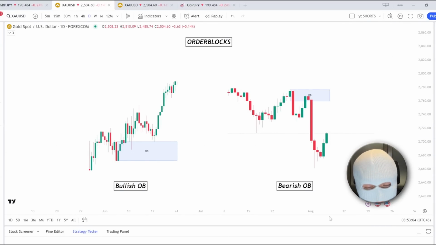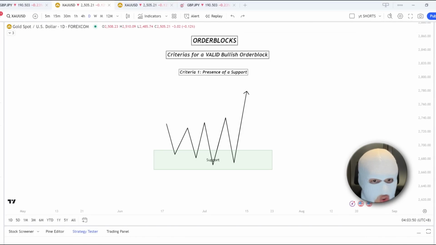So, if we know institutions are buying in bearish candles and selling in bullish candles, then those specific bearish and bullish candles will be your bullish and bearish order blocks, respectively, as seen over here. Now, of course, not every single bullish and bearish candle is an order block. So we need to have criteria to see what is valid and what isn't valid. So let's go through my personal checklist of criteria that a valid order block needs to have.